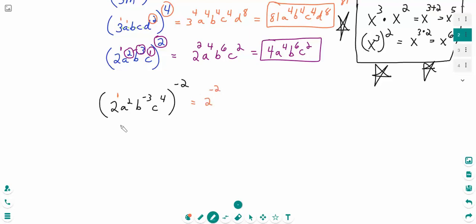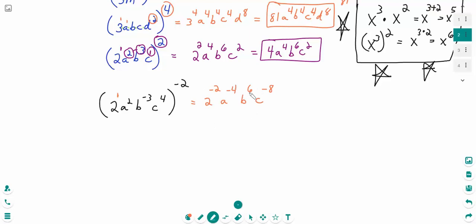All right. And notice I'm not really worrying about figuring this out yet. Right now, I'm just multiplying exponents. So a squared to the negative 2 is going to be 2 times a negative 2, which is a negative 4. So we have a to the negative 4. B to the negative 3 times a negative 2 is going to be b to the positive 6. And c to the fourth times a negative 2 is going to be c to the negative 8. Okay? So this is an appropriate answer. However, let's simplify it. I like to get rid of exponents. We can certainly try to figure out what this coefficient is.